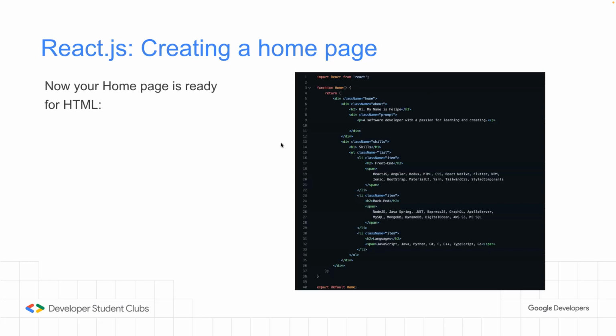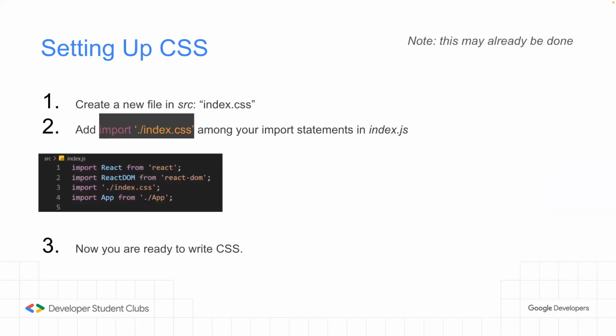So now if we go back to the homepage, as you guys saw, you were getting the expression expected error because we had nothing in the return statement. So now we're actually ready to add stuff to that return statement. And what we're going to be adding is HTML.